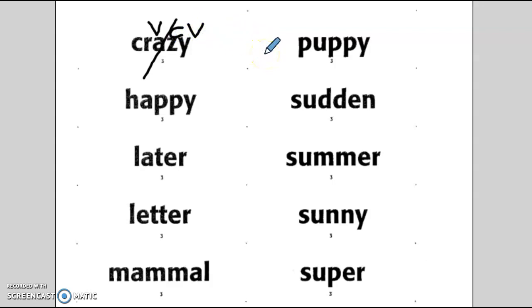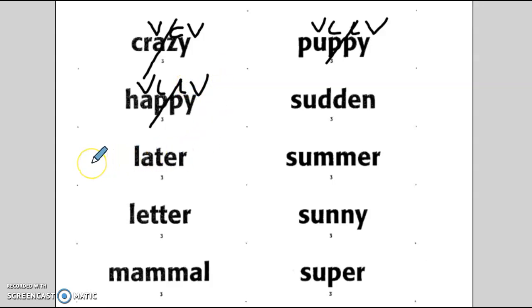Let's try puppy, and we will snap this one together. Puppy. Divide your word into two syllables and label the vowel, consonant, consonant, vowel. Let's do happy. Happy. Make your dividing line so you have two syllables. Vowel, consonant, consonant, vowel.